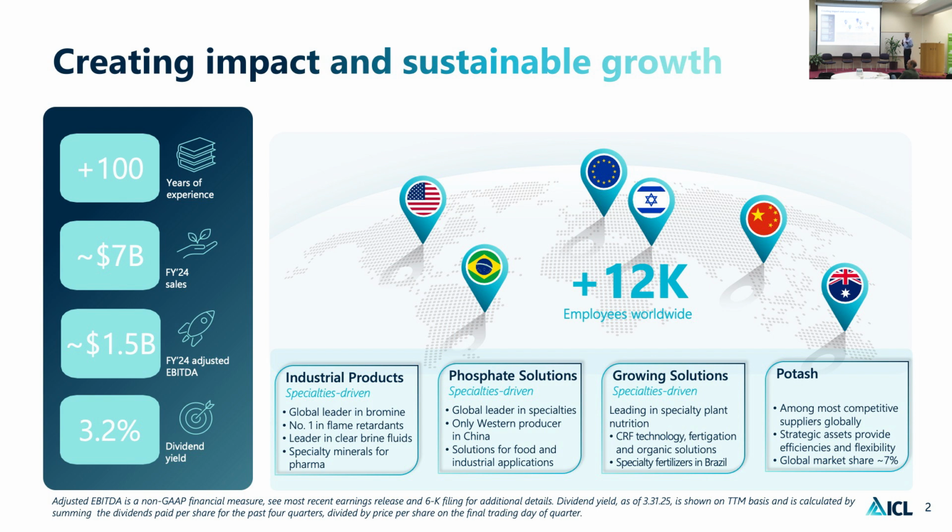So it's a $7 billion company in revenue. We are listed in the New York Stock Exchange and the Tel Aviv Stock Exchange. Pretty profitable company. We go into industrial segments like industrial products, global leader in bromine production, phosphates. We also do surface mining of phosphate in the Negev in Israel, and we have a joint venture in China.